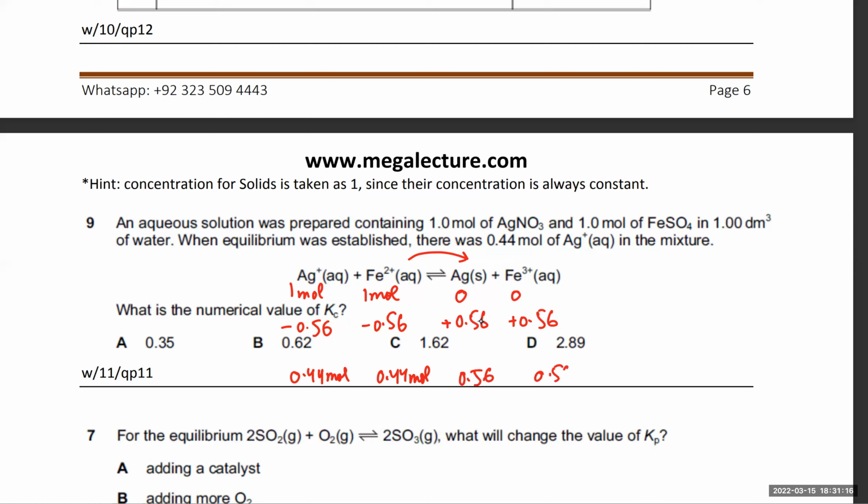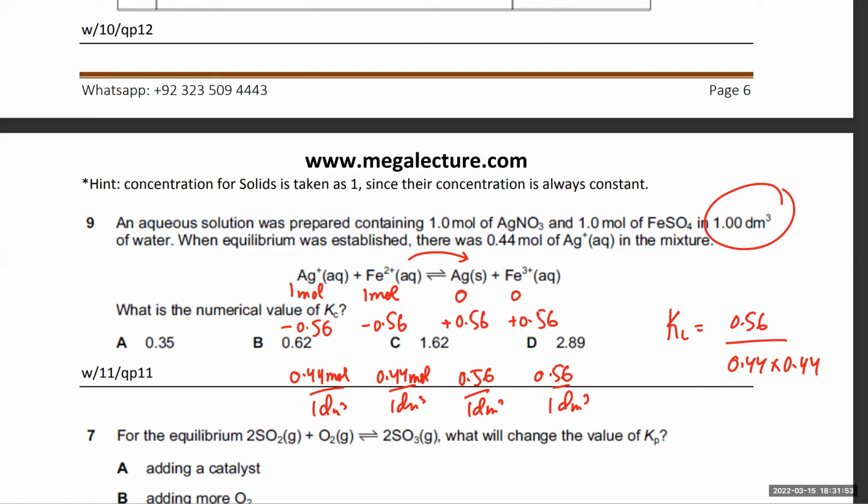Okay, what's your Kc expression in this case? Tell me the expression, what will it be? And remember concentration, meaning it's a 1 dm cube container. So again, it's the same thing. There is no use in dividing by 1 dm cube, the same thing will come. But anyway, do remember this step: divide by volume. Okay, what's the expression for Kc? It's going to be 0.56 times 0.56 over 0.44 times 0.44.